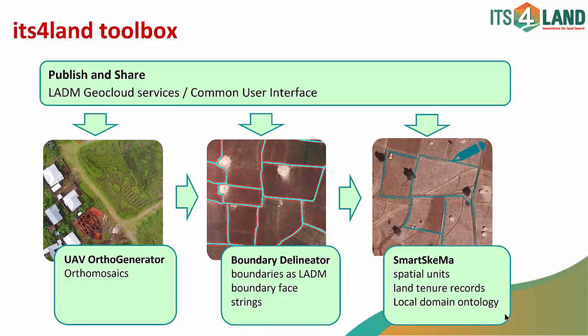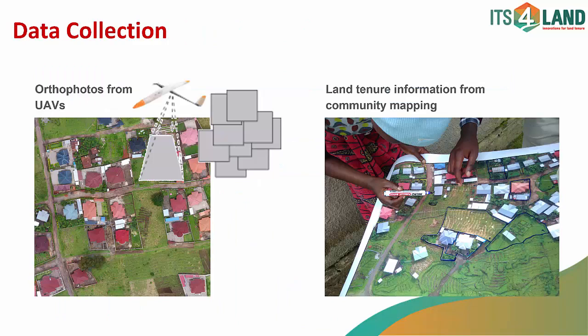This use case demonstrates how you can update land tenure records for residential and agricultural parcels from orthophoto image using the boundary delineator and Smart Schema. The Land Administration Office collects data in 2 ways. On the one side, it collects orthophotos from UAVs, and on the other side, it collects land tenure information via community mapping. In the community mapping, people draw land parcels on top of orthophotos and indicate the land tenure information. I will now continue demoing the use case on the Publish and Share platform.